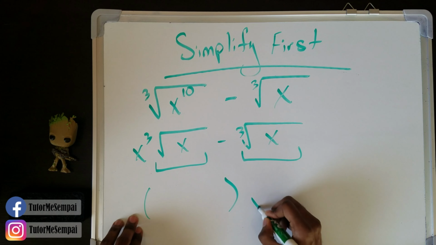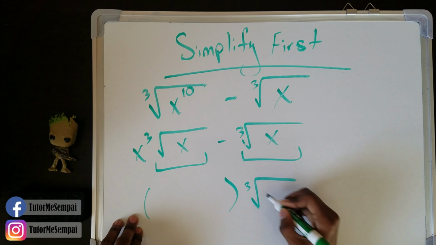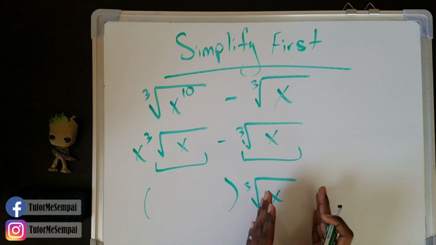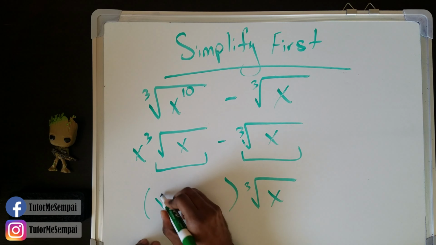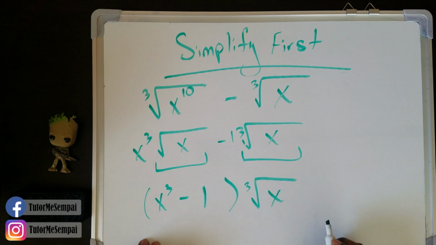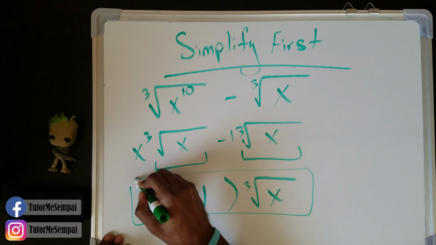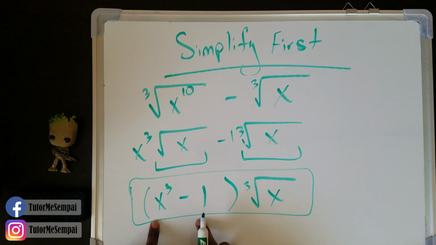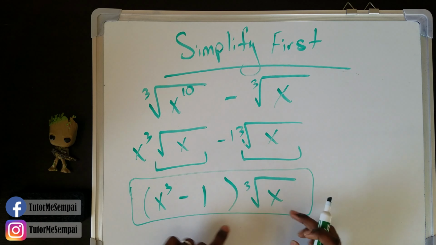So when I factor that out, we have the cube root of x out here, and what's left behind? We have an x cubed minus, there's an understood 1 here, 1. This is your final answer. X cubed minus 1, in parentheses, multiplied by the cube root of x.